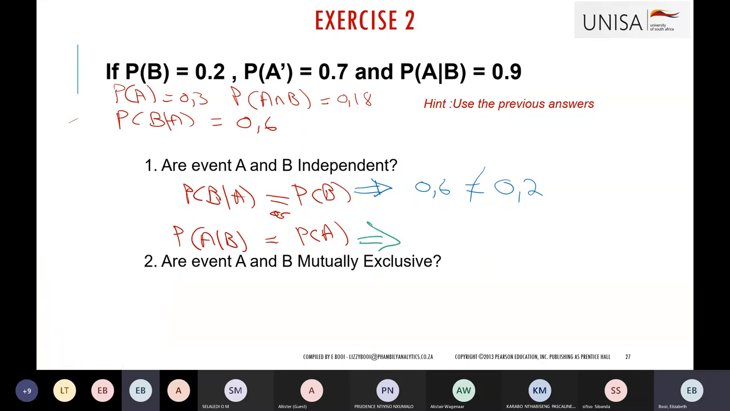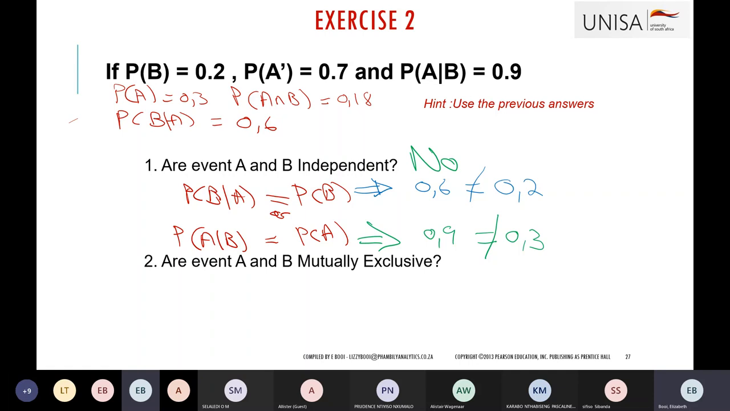So let's say with this one, the probability of A given B, we know that is 0.9. It needs to equal the probability of A, and our probability of A is 0.3. They are not equal. Therefore, the two events are not independent. Are events A and B independent? No, that is the answer. No, they are not independent.